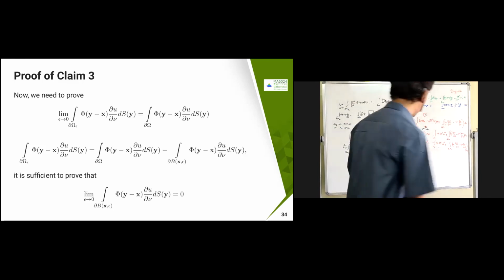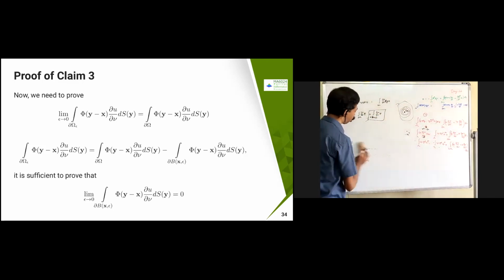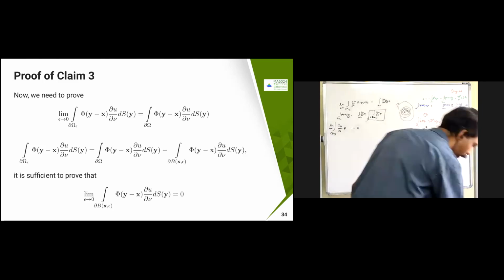What we need to claim, the same kind of logic, is that the last term, so this is minus here, not plus, this is going to become dou u by dou nu integral pi, converges to 0 as epsilon tends to 0. This is on dou B of x comma epsilon. That's the only thing we need to do, pi of y minus x. If you are proving that one, then you are done with the proof.